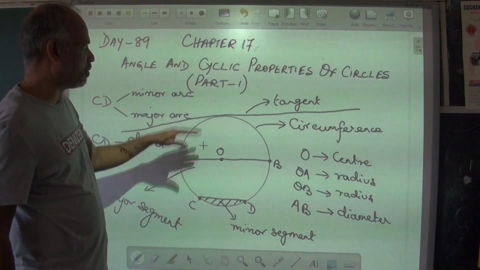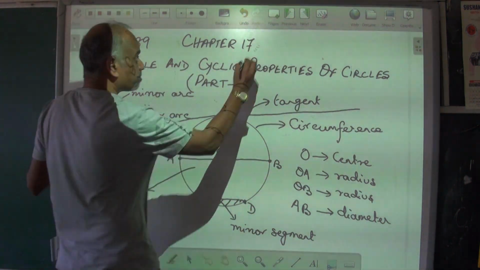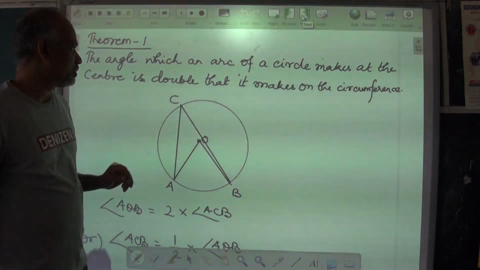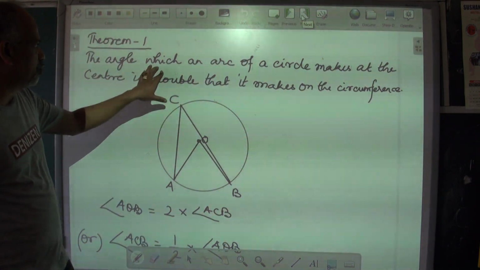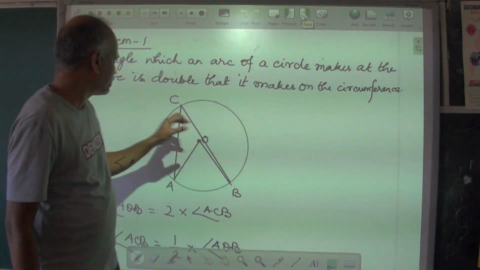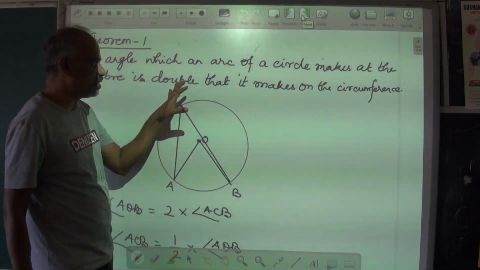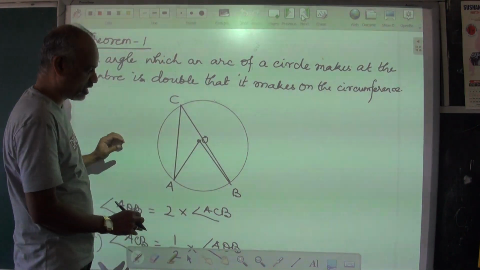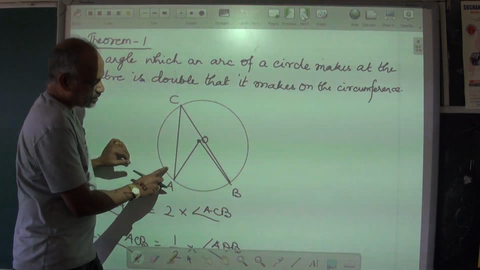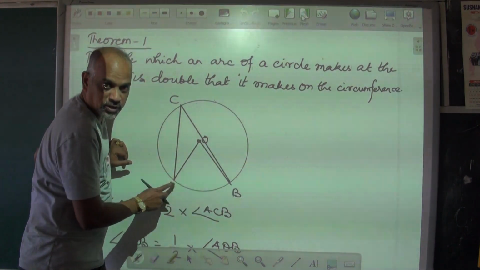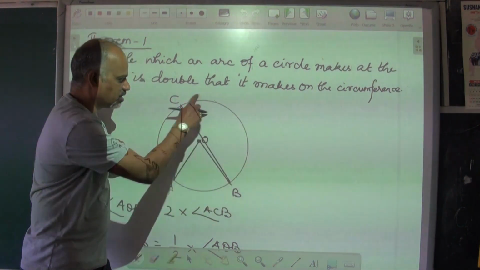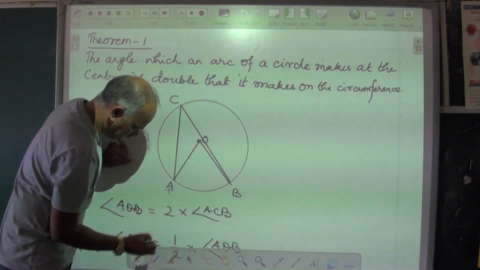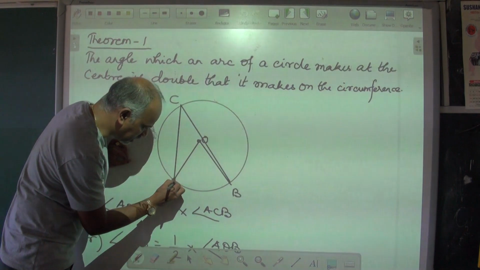Now coming to the properties of circles. Theorem number 1. The angle which an arc of a circle makes at the center is double that it makes on the circumference. I will show it to you in the figure. Let's say A and B are 2 points on the circumference of the circle. This is the circle. I fixed 2 points A and B.